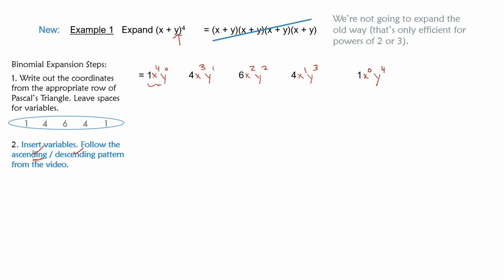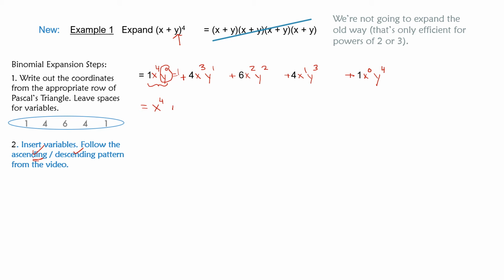This can be cleaned up right here. As he told you in the last video, if you have a coefficient of 1, you don't need to write it. So I'm not going to write the 1, but the x to the power of 4 goes there. And of course, y to the power of 0 is equal to 1, so I don't need to write that. So I have x to the power of 4. These should all be plus signs in here.